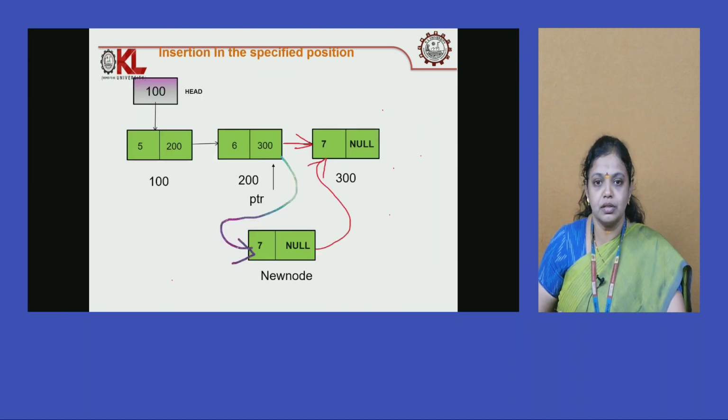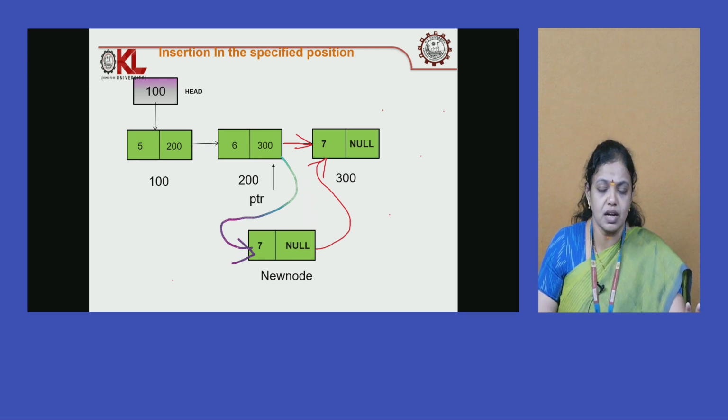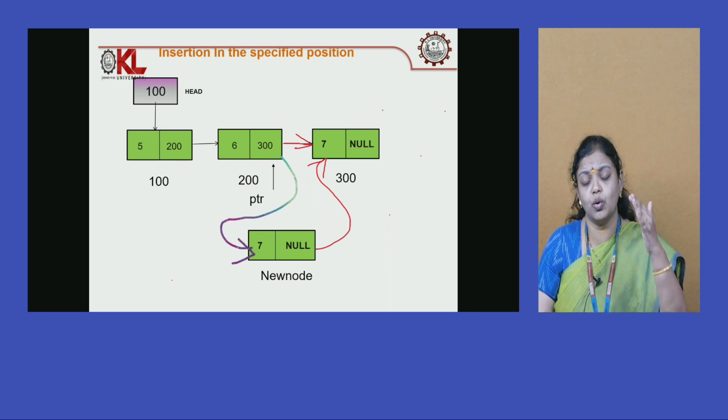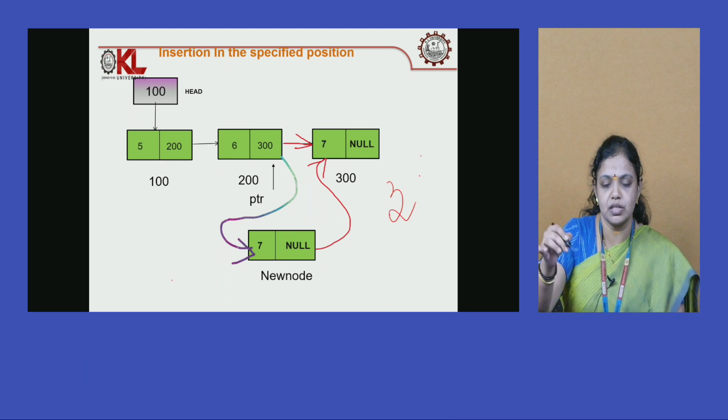Right. Seeing this diagrammatically will make it easier for us to understand. So now what is happening here? This is our existing list. I want to insert 7 here. I have a name only for the new node, 7. At which position do I have to insert? Position is equal to 3.